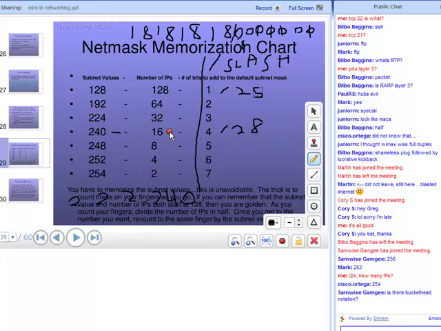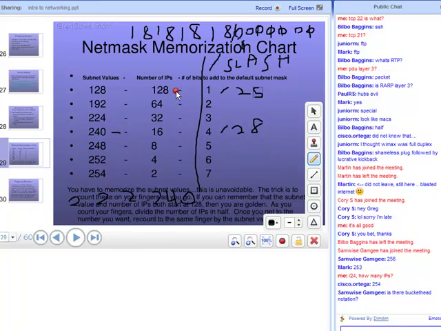Alright, so I've got 4 fingers up. So what I do, I go back over to my subnets and I say, okay, and then I count 4. I go 128, 192, 224, 240. So I know that's what my subnet mask is, 240. That's how you do the finger method.